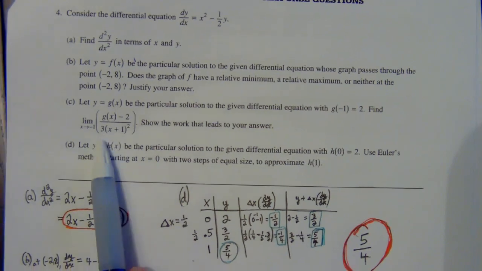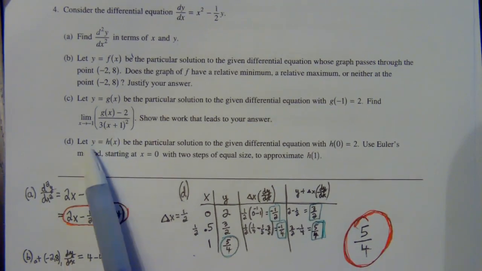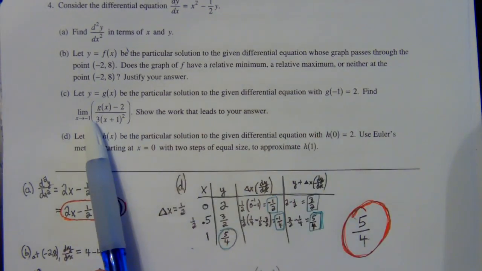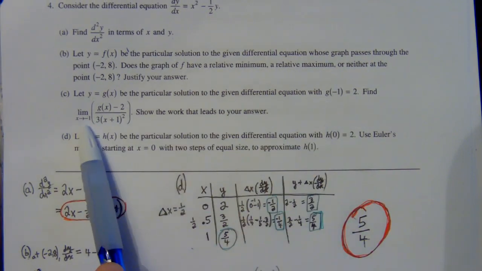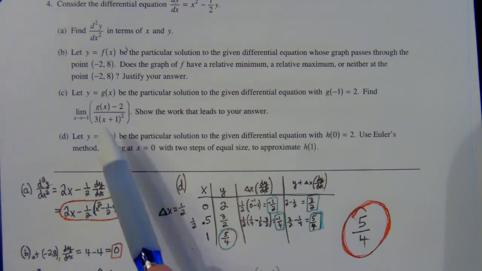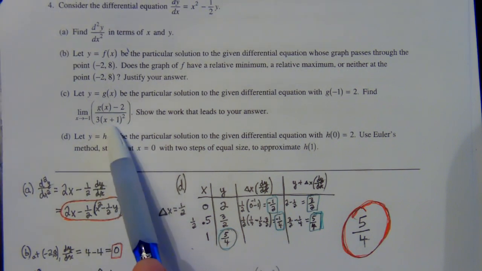All right, now letter C has some limits involved. And they've been kind of throwing like this L'Hopital's rule lately there, okay? So you're supposed to evaluate this limit, and it tells us g of -1 is equal to 2. So when I do limit as x approaches -1, we're going to plug in the -1 for the x's. So that's going to give us 0 on the bottom.